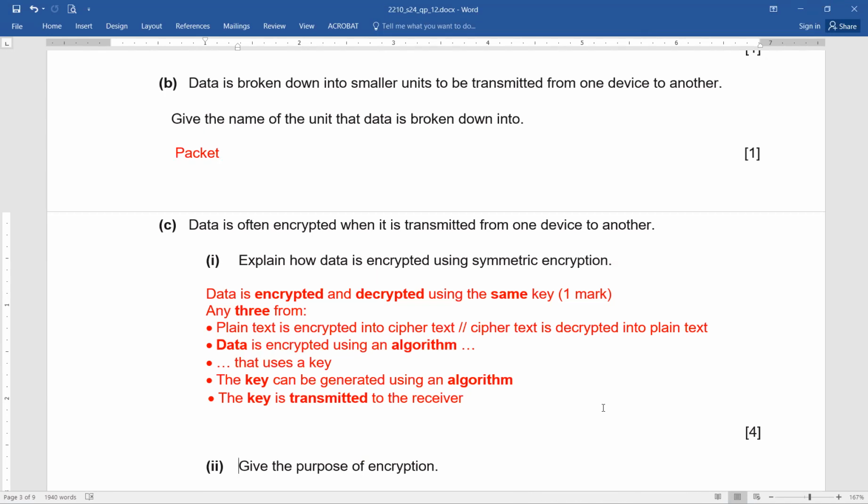Be cautious. Your answer should contain the right terminologies. Give the purpose of encryption. But why do we encrypt the data?